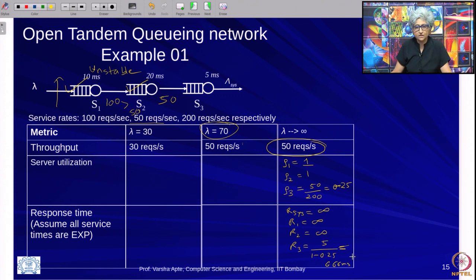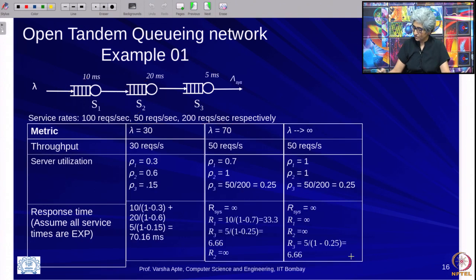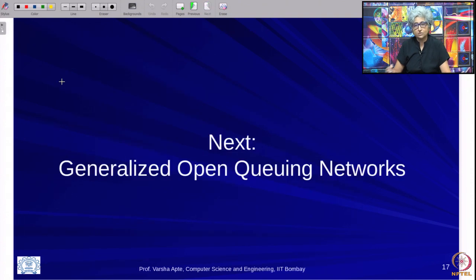Okay. So this last slide actually just summarizes everything that we just derived. You can look at it later. In this lecture we saw only a structure where requests go from one server to the next server, and then to the next server, and then they leave the system. But sometimes you can have requests that have to return after this service, for example after server 2 they have to return to server 1. So in the next lecture we will look at generalized open queuing networks.